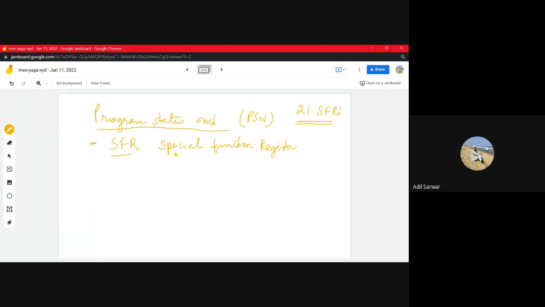We have a complete lecture dedicated to understanding the various SFRs in 8051, so I won't be going into the depth of these SFRs. I was just talking about this program status word. This SFR is basically the flag register of 8051.